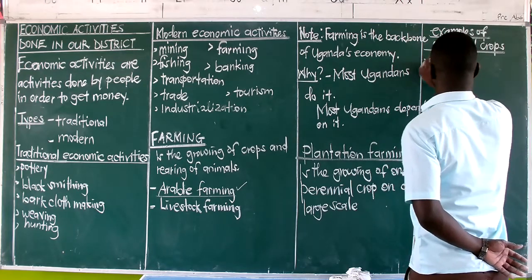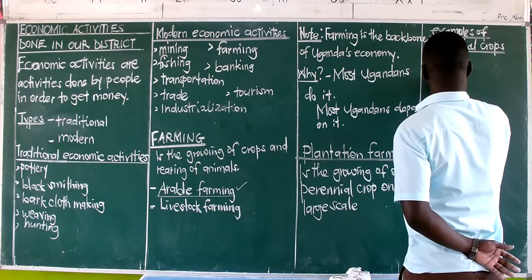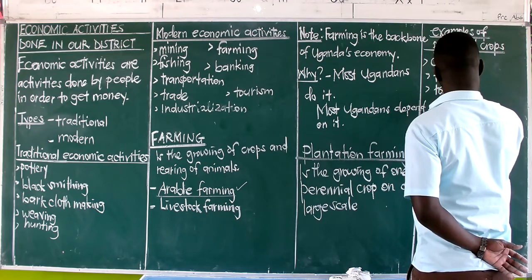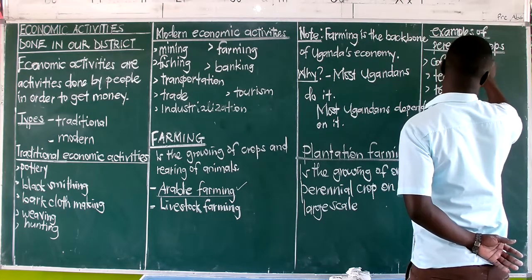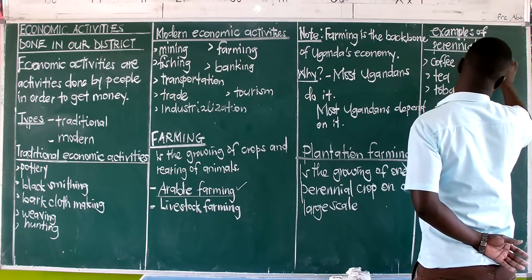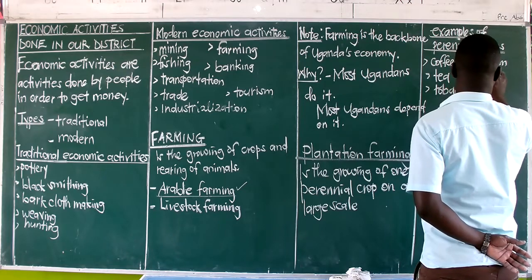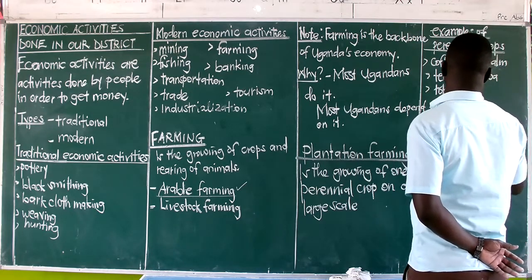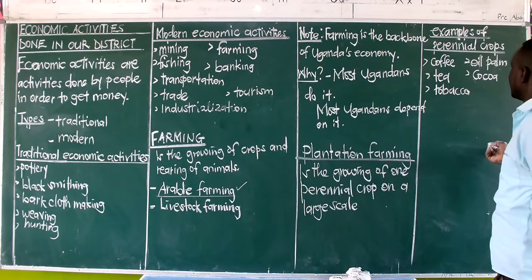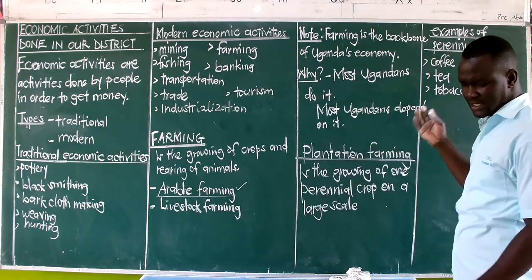Examples of perennial crops: look at crops like coffee, tea, tobacco. We have oil palm. We have crops like cocoa. Which other one can we have here? Now, when we look at these crops, let's take this as an example.